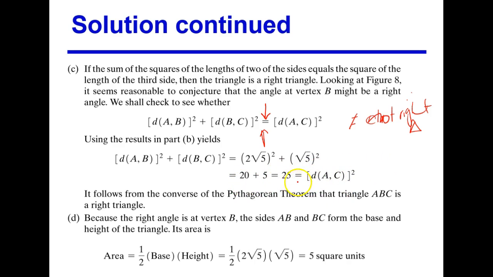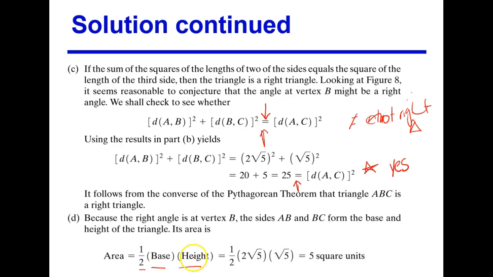So because this is equal and it does work out, then I would say yes, this is a right triangle. Okay, so now I was asked to find the area of this triangle. I know to find the area of a triangle, I take 1/2 times the base times the height. So I have here 1/2 times my base times my height, which gives me 5 square units.